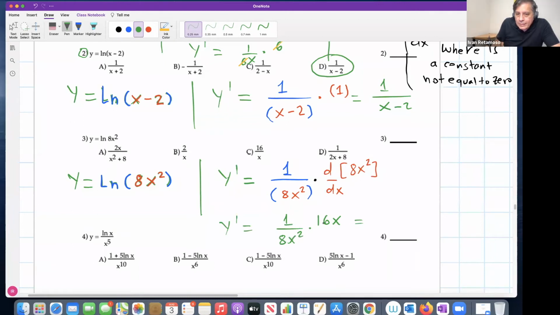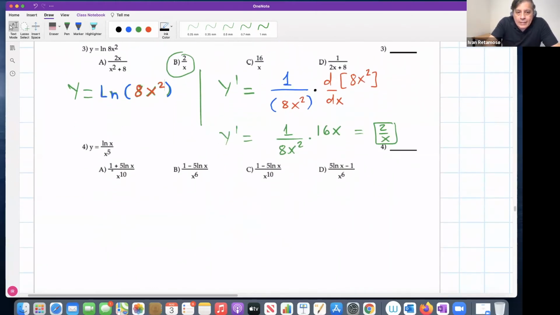8 into 16 is 2. X squared, x here, 1 x cancels, 1 x stays on the bottom, right? So the final answer should be this. Excellent, excellent, excellent, for number 3.